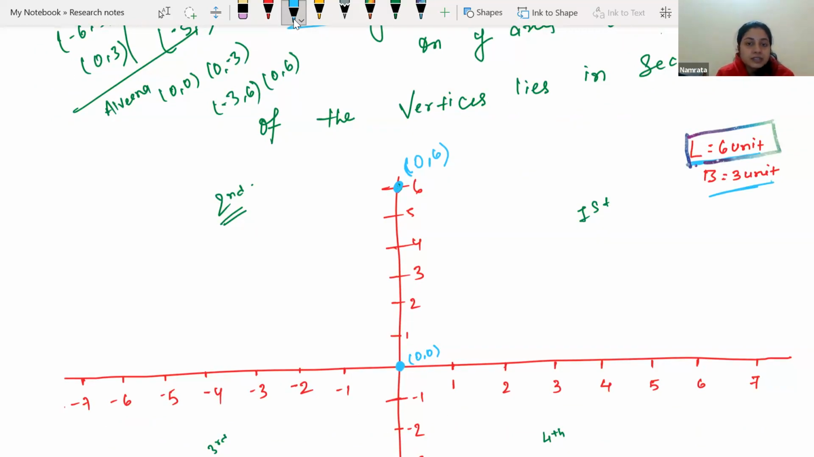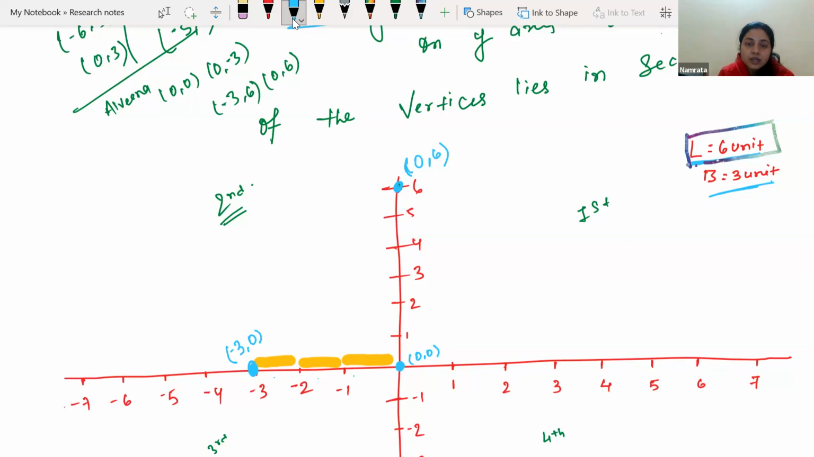This is the length, and the breadth will be 3 units. So from 0: 1, 2, 3. This is where we have to stop. Can you see? From 0 we need to move 3 units towards the left, because the question is talking about the second quadrant. 1 unit, 2 units, 3 units. We take 3 units as the breadth. So our next point will be here, and the coordinate will be x is -3, y is 0.